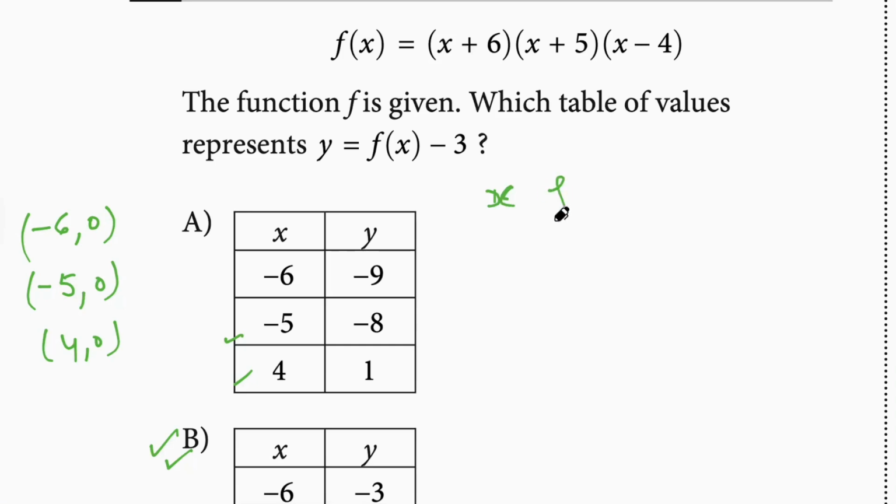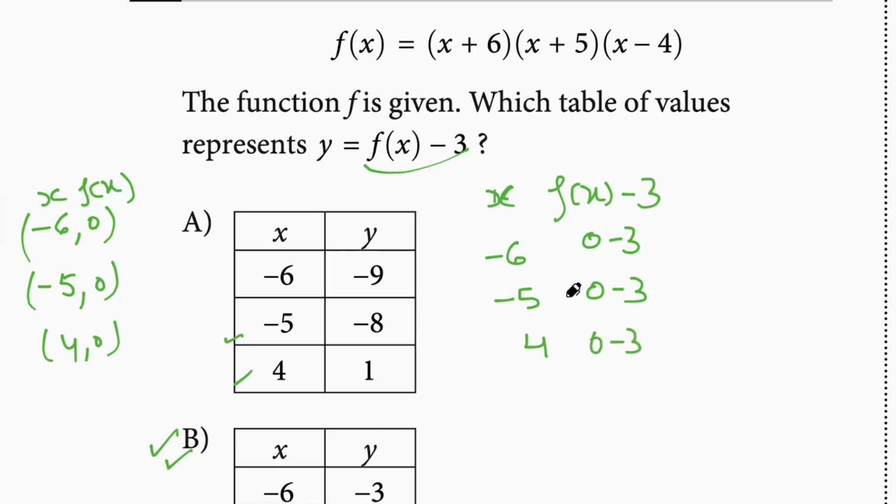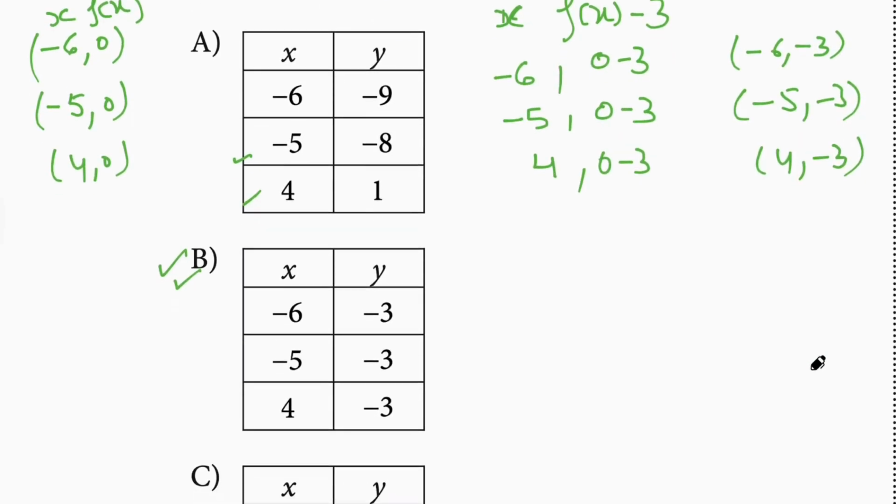Again, because here we have x and f(x). We have to do minus 3. Here it is x and f(x), right? So now I'll convert it into f(x) minus 3 because this is what our question is. So 0 minus 3, 0 minus 3, 0 minus 3. So the coordinates are (negative 6, negative 3), (negative 5, negative 3), and (4, negative 3). So that means B is the right option. I hope both the methods are clear because every child has a different way of thinking. So we must know how a question can be taken in different ways, right?